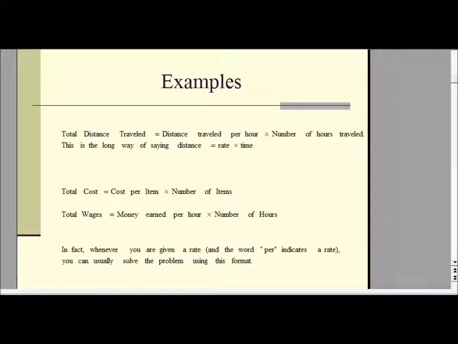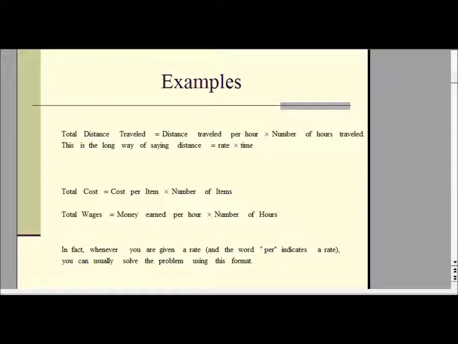Let's talk about some specific examples. The total distance traveled equals the distance traveled per hour times the number of hours traveled. Well, the distance traveled per hour is your rate of speed. Hence, this is a long way of saying distance equals rate times time. The total cost is the cost per item times the number of items you buy. Your total wages is the money earned per hour times the number of hours.